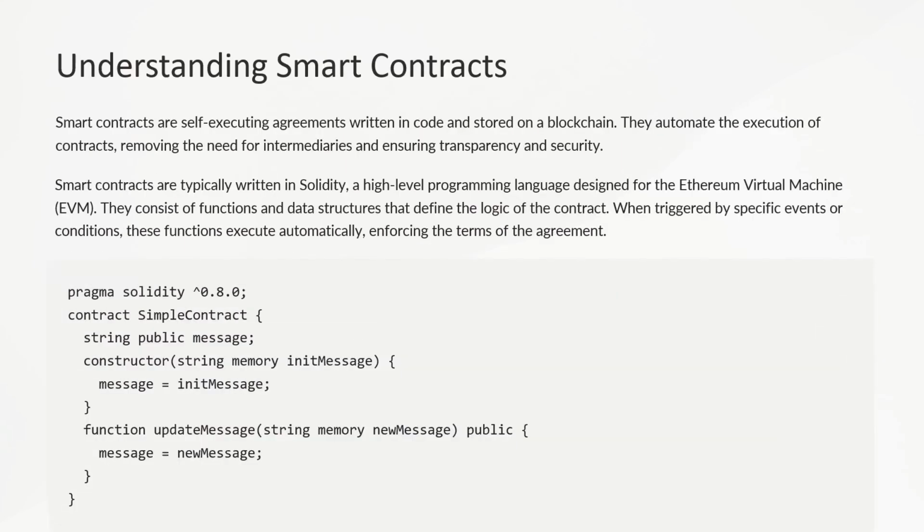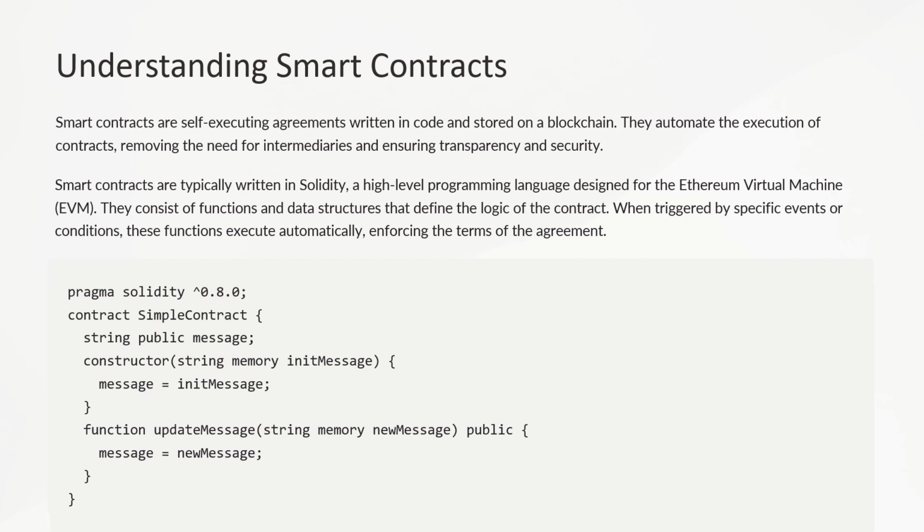First, let's understand what smart contracts actually are. Smart contracts are self-executing agreements written in code and stored on the blockchain. They automate the execution of contracts, removing the need for intermediaries, ensuring transparency and security. Smart contracts play a crucial role in decentralized applications, enabling the creation of trustless and automated systems.